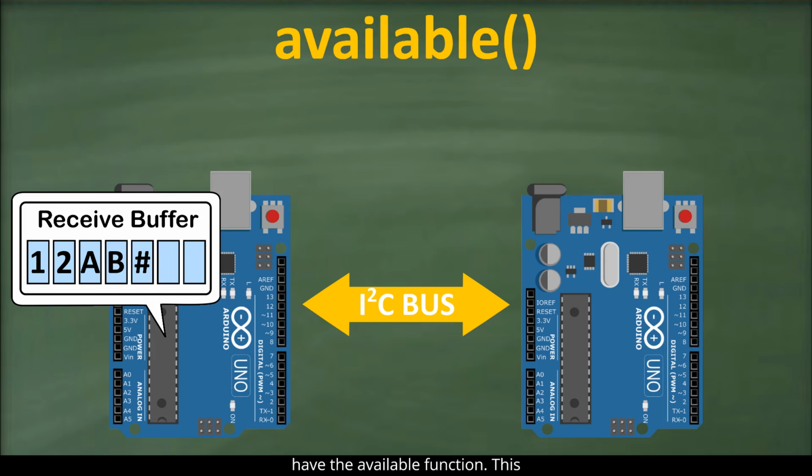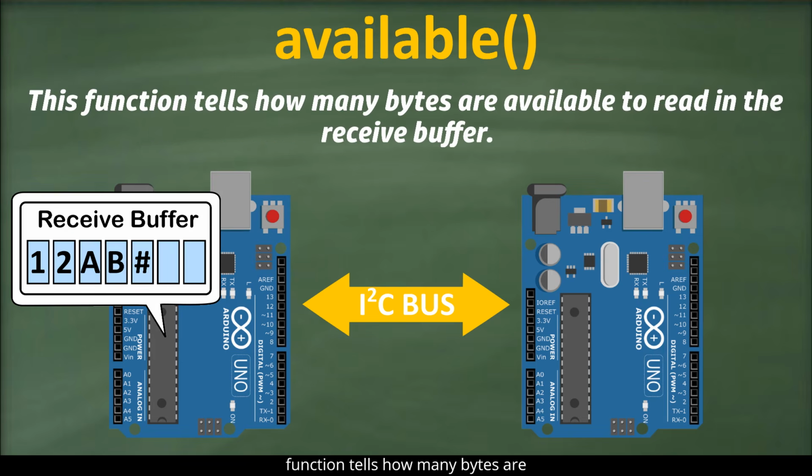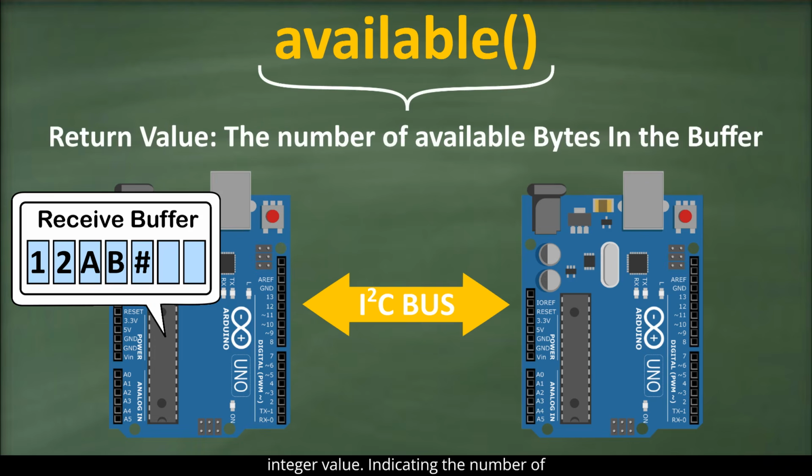Next, we have the available function. This function tells how many bytes are available to read in the receive buffer. It takes no parameters and returns an integer value indicating the number of bytes ready to be read.